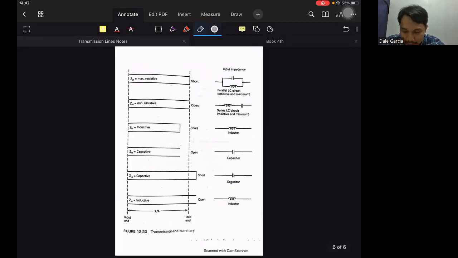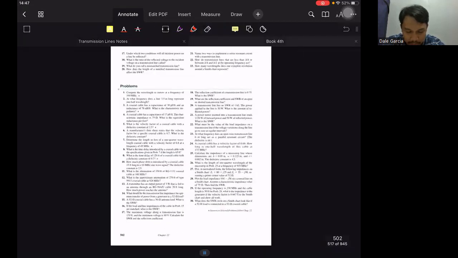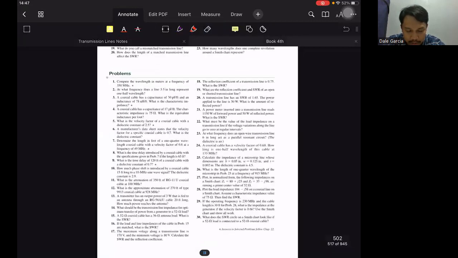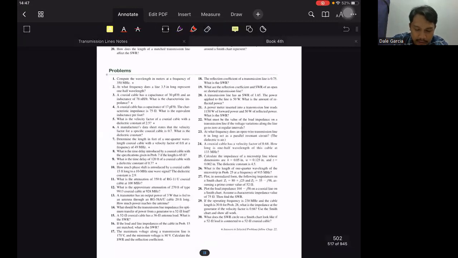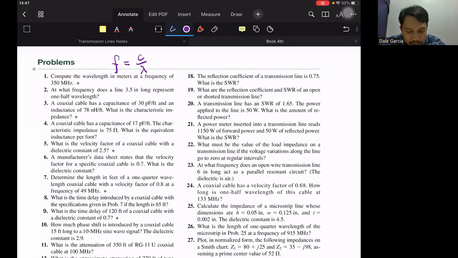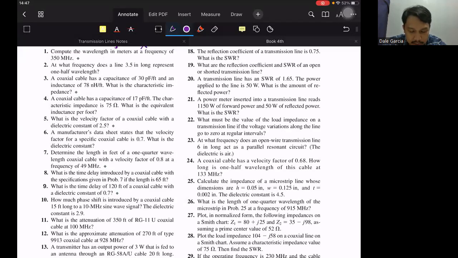No? So, let's try to solve some example problems. Trivial. Number 1, compute the wavelength in meters at frequency of 350. Dali naman no? Wavelength is C over F, no? A coaxial cable has capacitance of 30 and inductance of 78. What is the characteristic impedance? So, formula aning number 3.